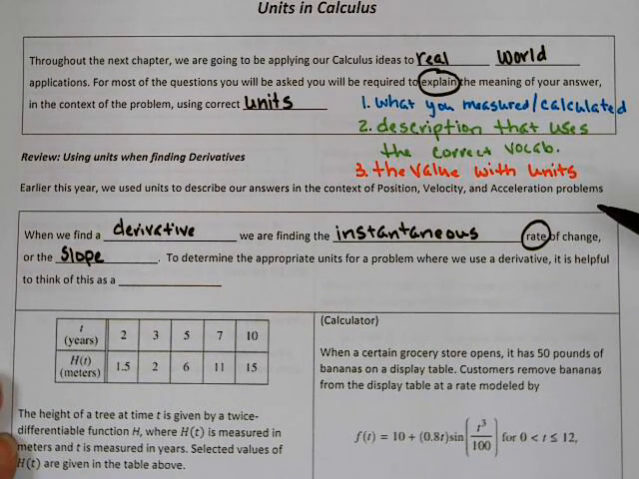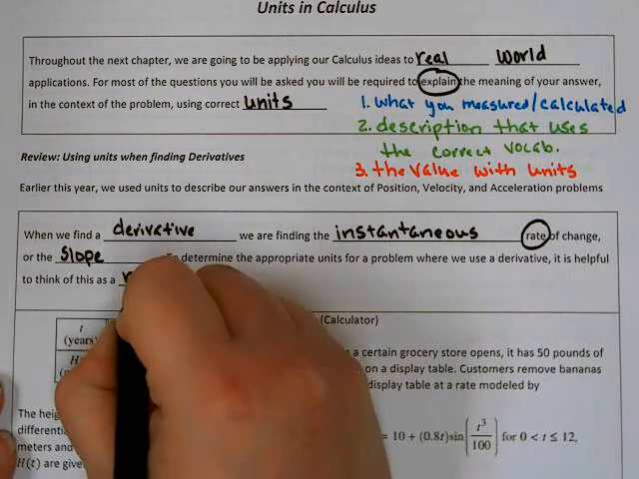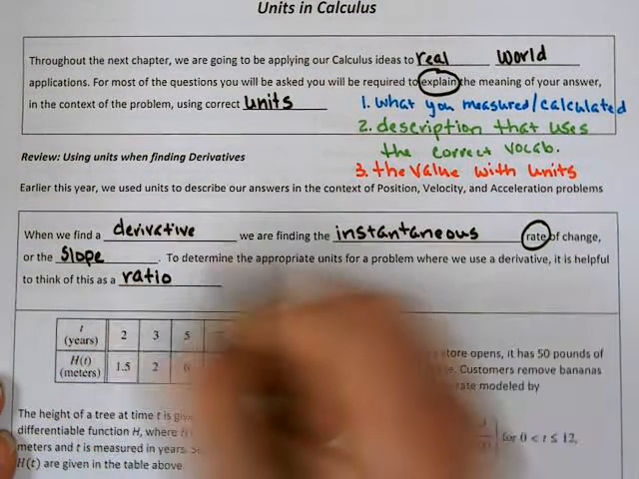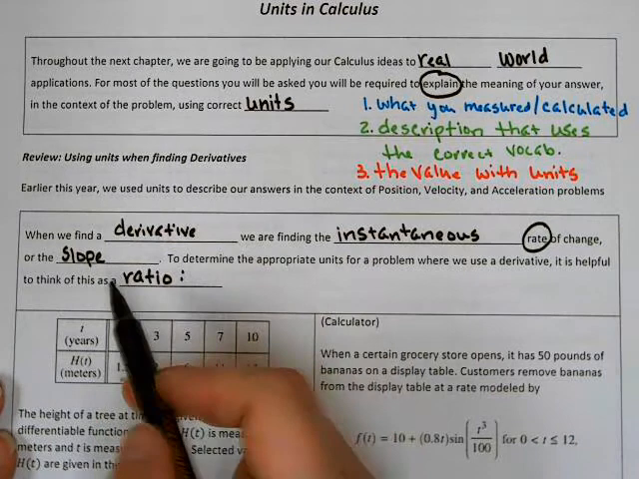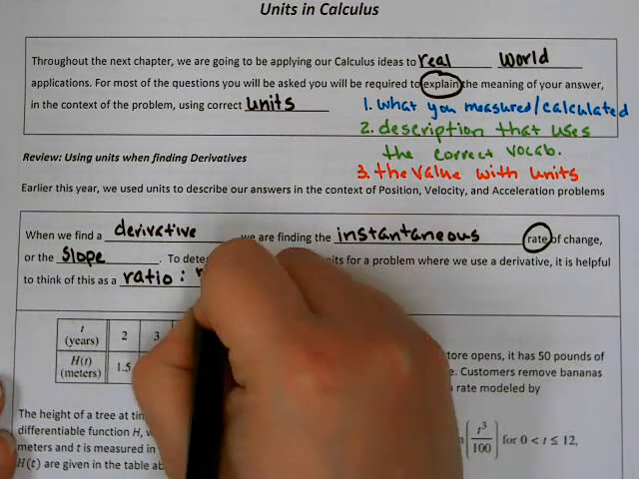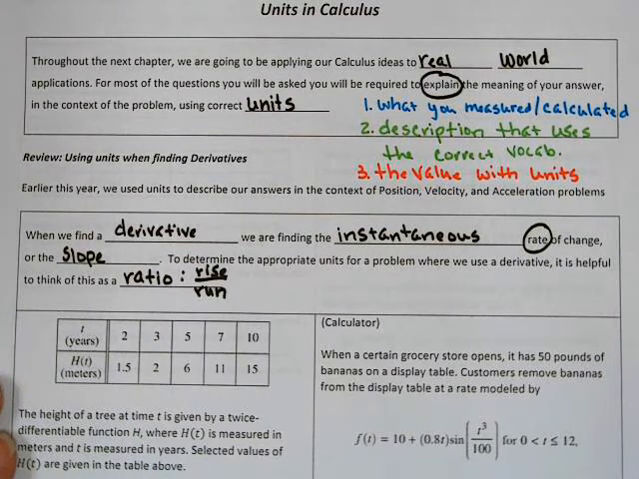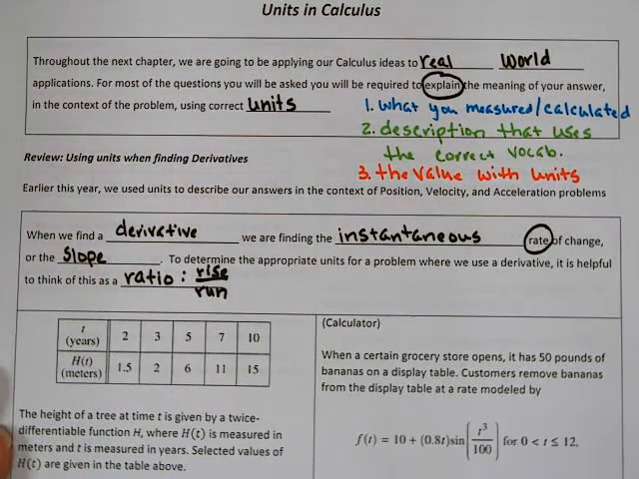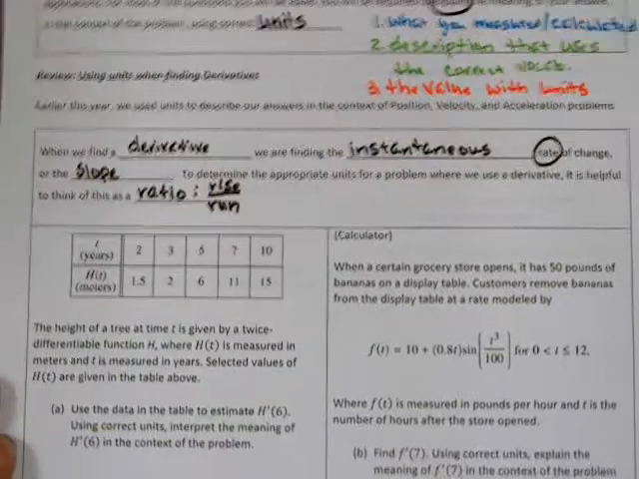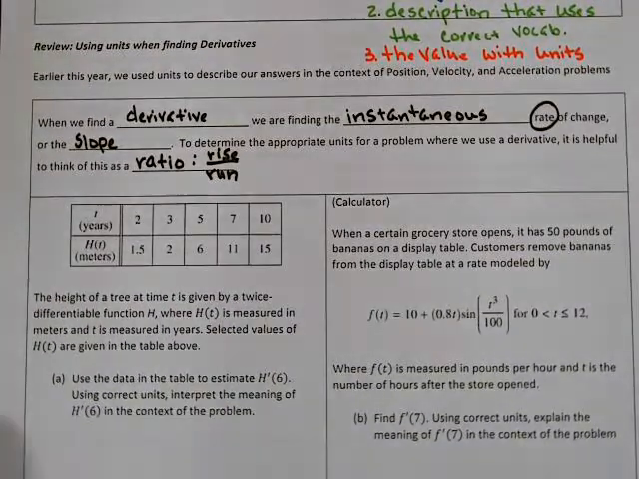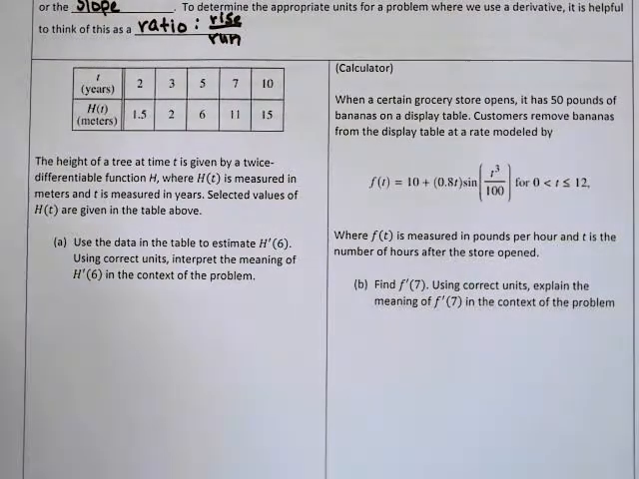All right, to determine the appropriate units for a problem where we use a derivative, it's helpful to think of this as a ratio. So remember, we know that slope is really just the rise over the run, and you guys have been doing that since algebra. All right, slope is always this ratio. So let's see what this is going to look like in these problems. This first one we're going to do without a calculator, and then the second one we're going to use our calculator to remind ourselves how to find derivatives using the calculator.